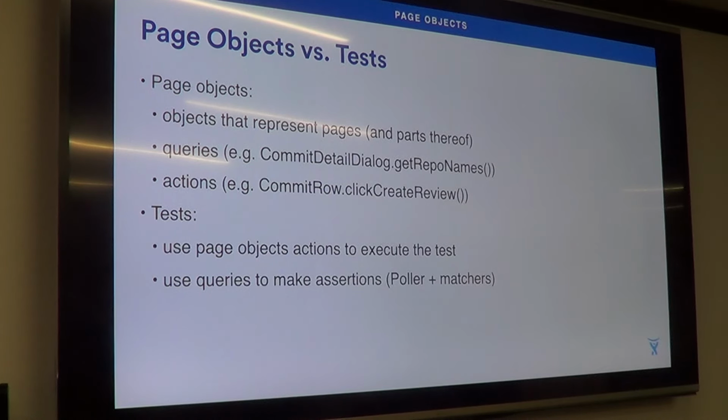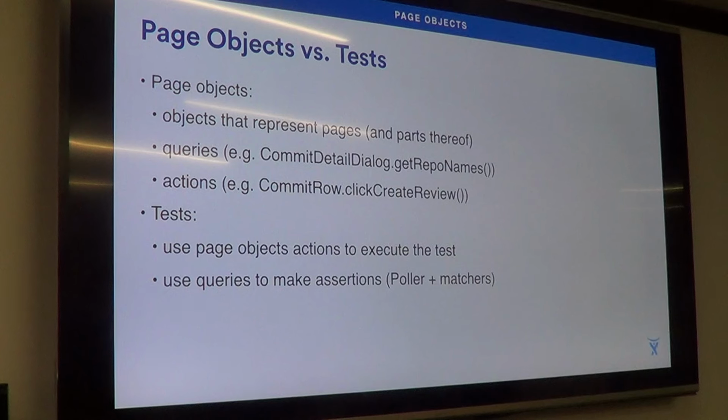And then the two most important parts, really: all your public API in page objects should be one of those, queries or actions. A query is basically what's the current state of my page object, or the part of the page that the page object represents. So for example, I just took some random example, commit detail dialog. In Fusion tests, it has get repo names. So it's an obvious example of a query: what are the repository names that I currently display. And then actions is basically everything that changes the state.